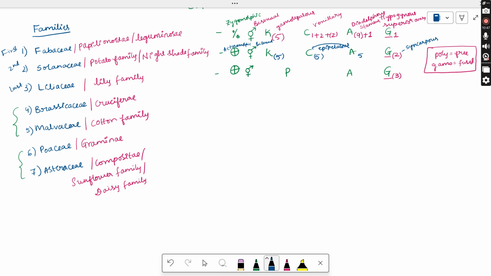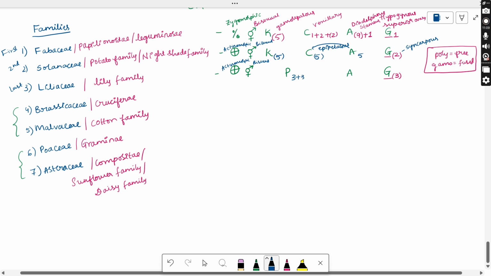Coming to the Liliaceae family, these flowers are also showing actinomorphic type of symmetry, or radial symmetry, and the flowers are bisexual. The calyx and corolla cannot be distinguished, so that's why perianth is present. This perianth will be arranged in 3 whorls. Perianth is also called tepals. A 3+3 arrangement will be there, but they are fused. Even the androecium also has 3+3.